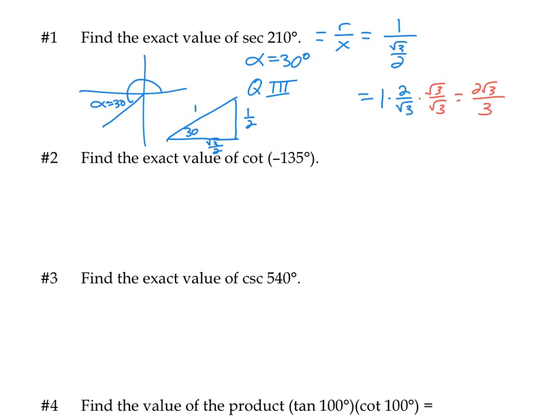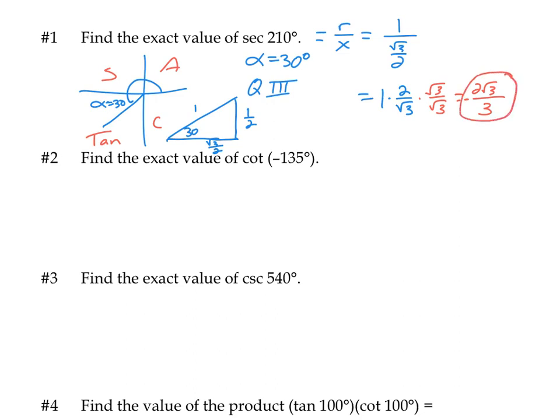And the last thing to think of is what sign I should have on my answer. You can use the all students take calculus if you want to know whether x and y values are positive and negative in different quadrants. So in quadrant 3, if we do the all students take calculus, tangent should be positive. Since secant's the reciprocal of cosine, and cosine is positive in quadrants 1 and 4, in quadrant 3 it'll be negative because we'd have a negative x value. So we'd have negative 2 square root of 3 over 3.